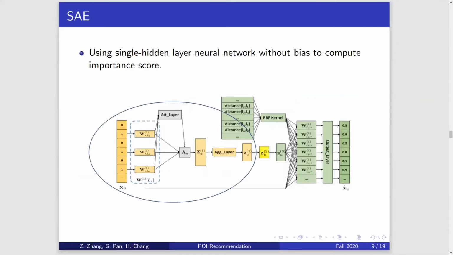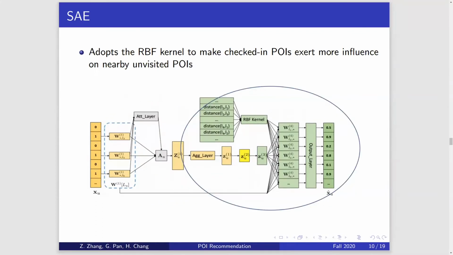This is the whole view of the proposed method, SAE-NAD. The yellow part is the SAE. SAE uses a single hidden layer neural network without bias to compute the importance score. The green part is the NAD. We can see that NAD uses the RBF kernel, which is relevant to the material in STAT 441. NAD uses the RBF kernel to make checked-in POIs exert more influence on nearby unvisited POIs. And next, Hao Chen will focus on the details of SAE-NAD.